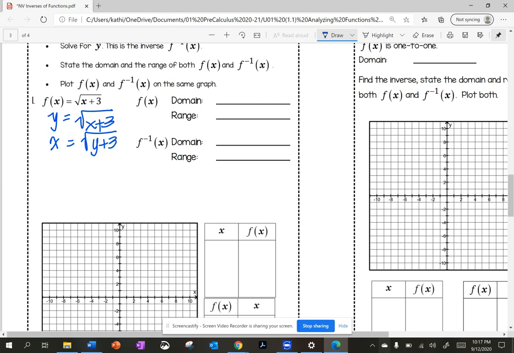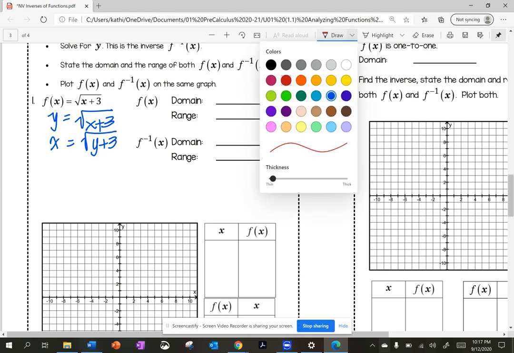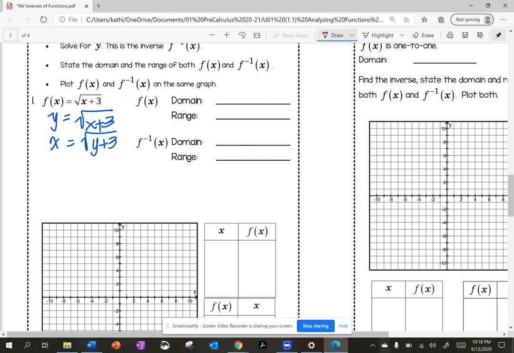And the final step says solve for y. So solving for y, y is under a radical, so I need to undo the radical. So the inverse of a radical is squaring. Whatever I do to one side, I have to do to the other side to keep my equation equal.